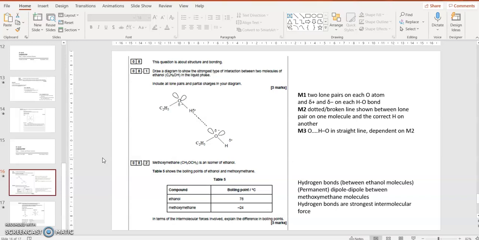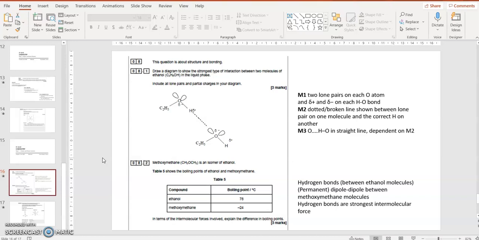Boiling points of ethanol and methoxymethane. It says what methoxymethane is: CH3OCH3. So ethanol in the molecule, has it got an O bonded to an H, an N bonded to an H, or an F bonded to an H? Yes, it has. So what that means is there's a large difference in electronegativity between the O and the H, or the N and the H, or the F and the H if they were in there. And that large difference in electronegativity sets up large delta plus and delta minus within the molecule.